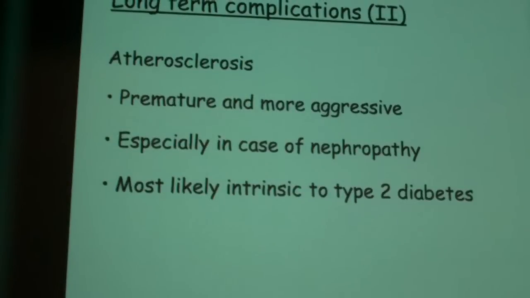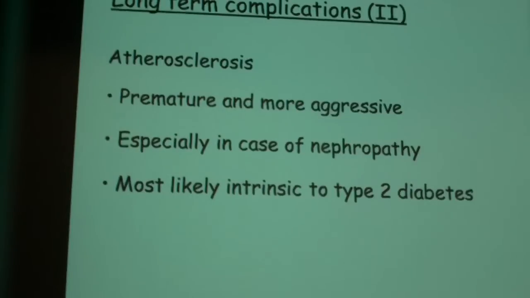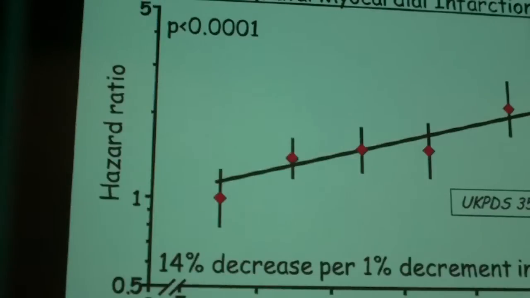The other complication is atherosclerosis. That's not related to microvascular complications, but to macrovascular complications. If you relate it to diabetes, it's premature and more aggressive. It is especially important in nephropathy, and it's most likely intrinsic to type 2 diabetes and not to type 1. I'll come back to this.